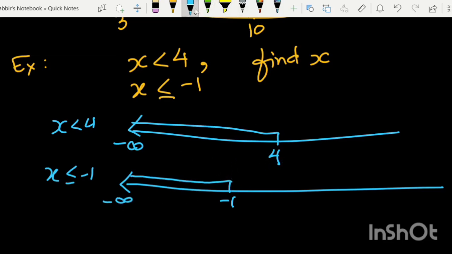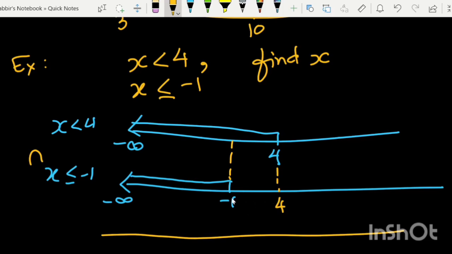Now from minus 1, if we draw a perpendicular like this, and from 4 also, as you can see here in their intersection, minus 1 to 4 there are no values here, but here there are values, so no common values between minus 1 and 4. Minus 1 is there, there is a dark circle here, minus 1 is here also, so minus 1 we will take.